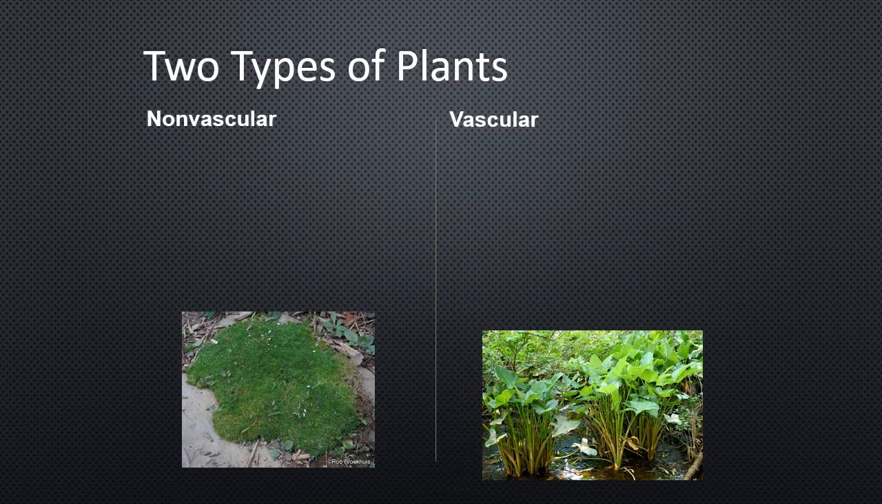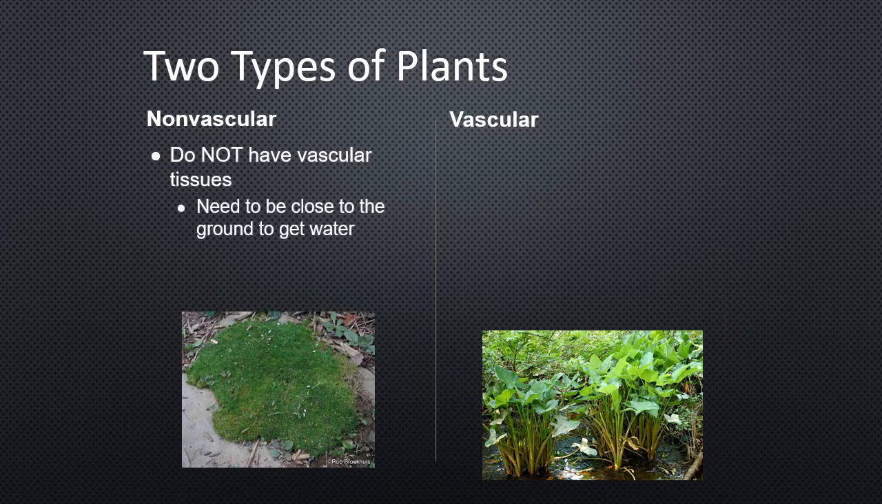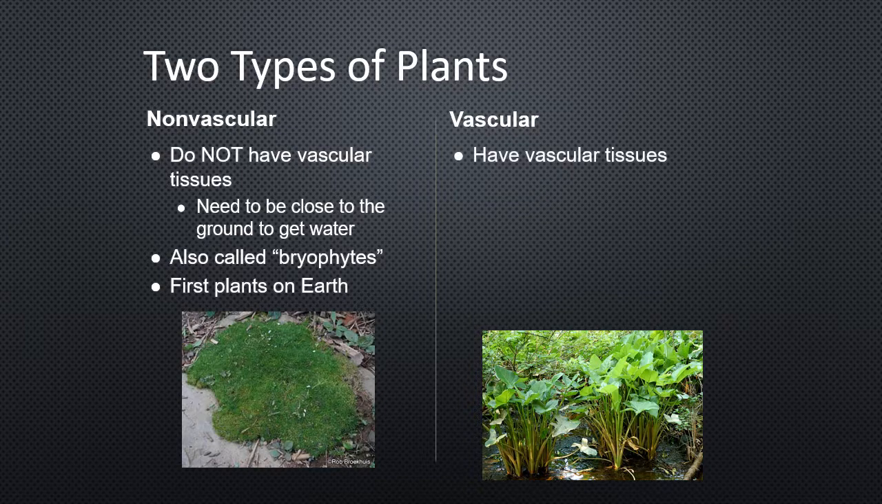So we have two main types of plants. We have non-vascular and vascular. Our non-vascular do not have vascular tissues. Because of this, they have to be close to the ground so that they can get water, because water can't travel up like it can in our taller plants, which are vascular. We also call our non-vascular plants bryophytes, and these were the first plants on Earth. And our vascular plants have vascular tissues, and those two tissues are xylem and phloem.